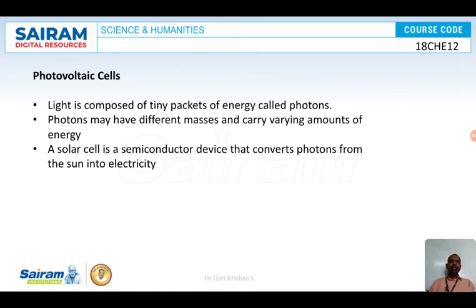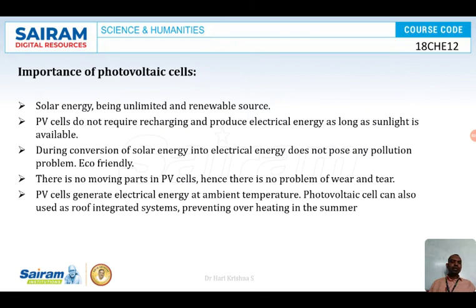These are the importance of photovoltaic cells or solar cells. These photovoltaic cells or PV cells are a renewable source of energy. So as long as sunlight is shining on the PV cells, energy can be obtained. Once the light stops shining on the PV cells, you cannot obtain any more energy. The energy obtained from PV cells is eco-friendly. There are no redox reactions.